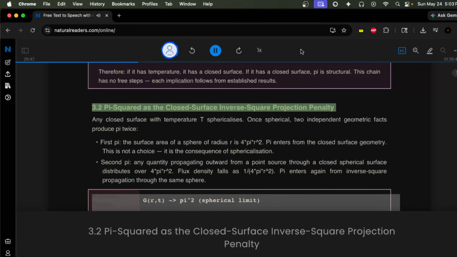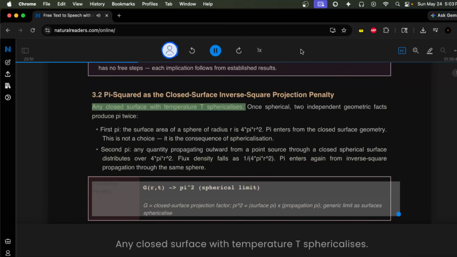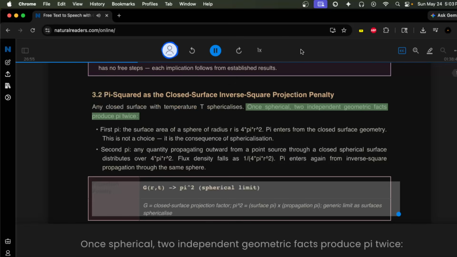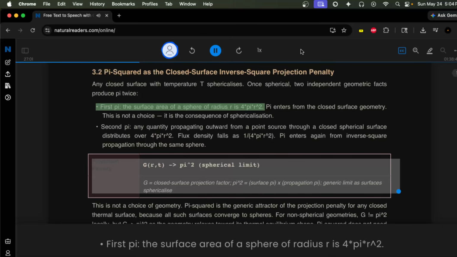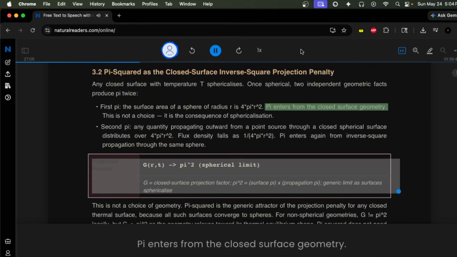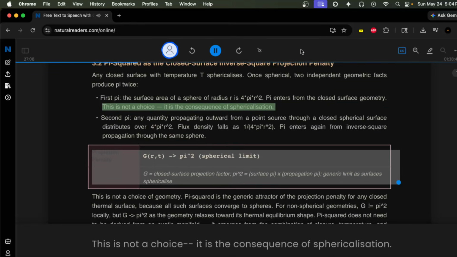3.2 Pi squared as the closed surface inverse square projection penalty. Any closed surface with temperature T sphericalizes. Once spherical, 2 independent geometric facts produce pi twice. First pi: the surface area of a sphere of radius r is 4πr². Pi enters from the closed surface geometry. This is not a choice, it is the consequence of sphericalization.